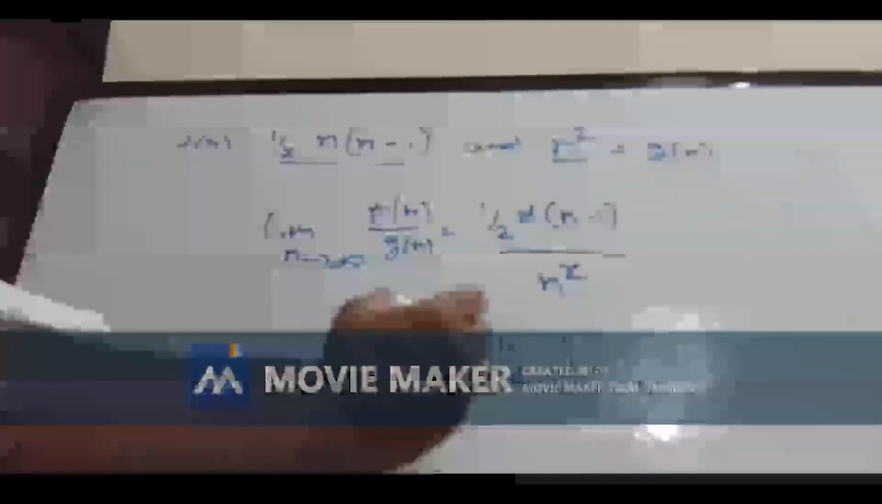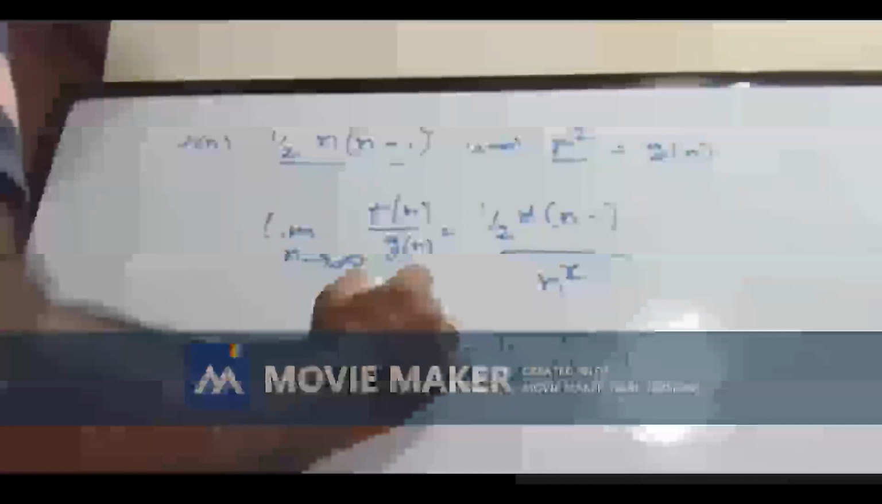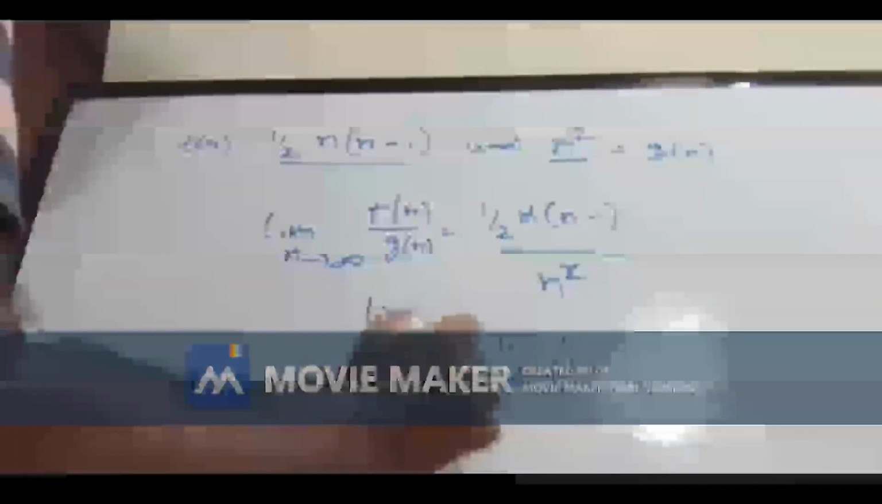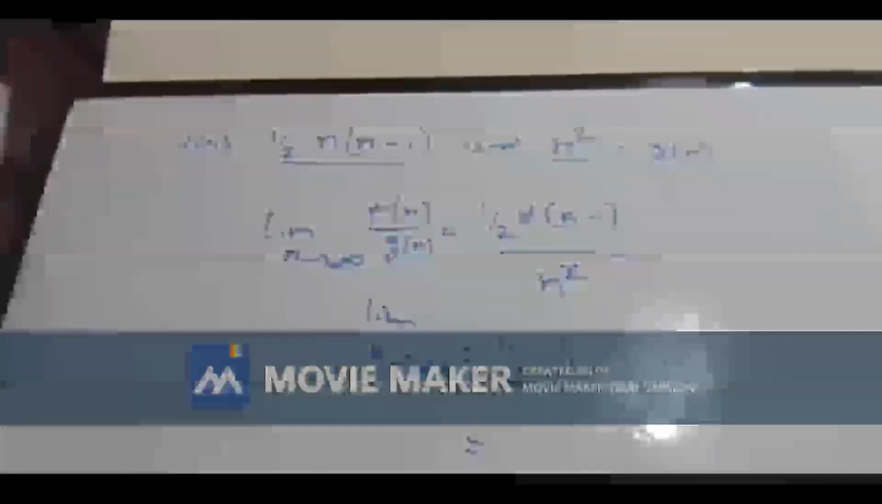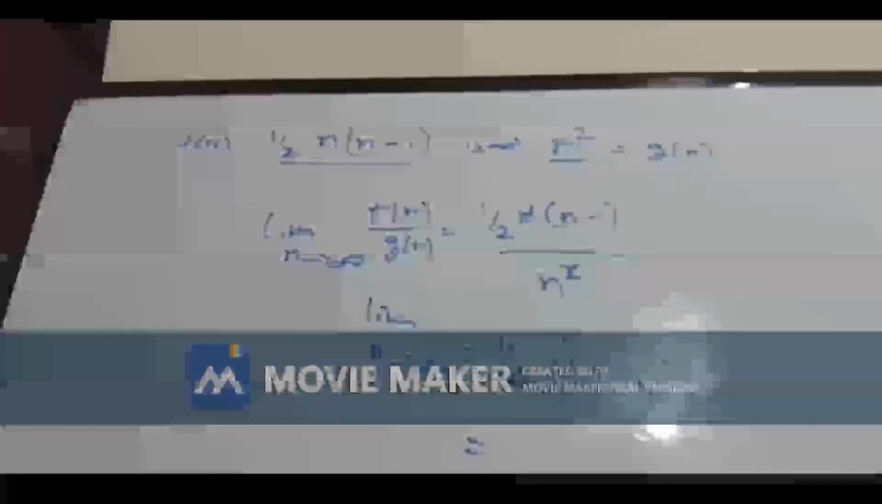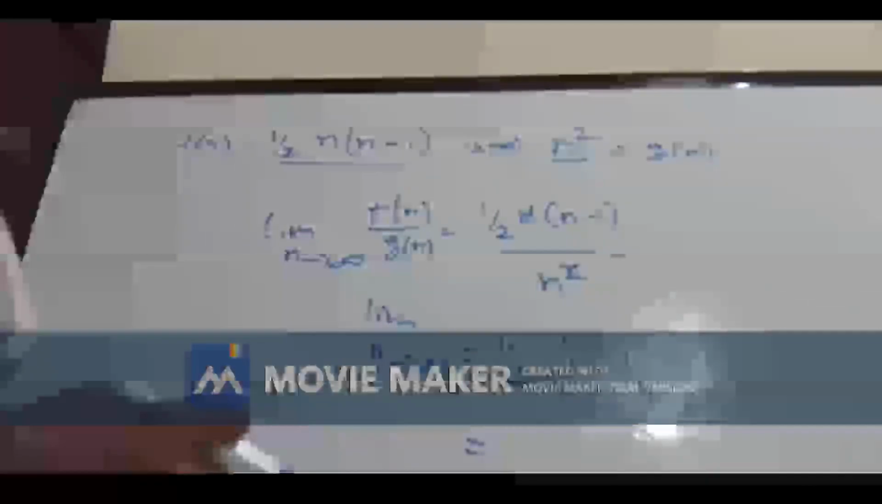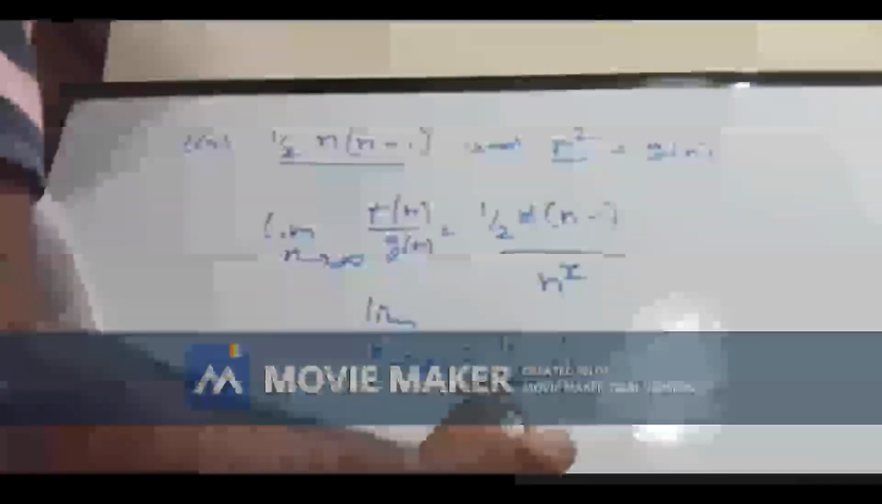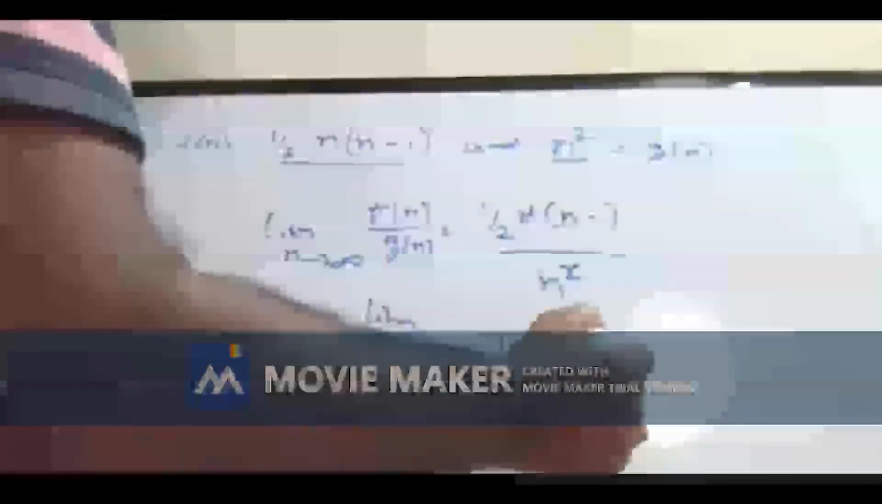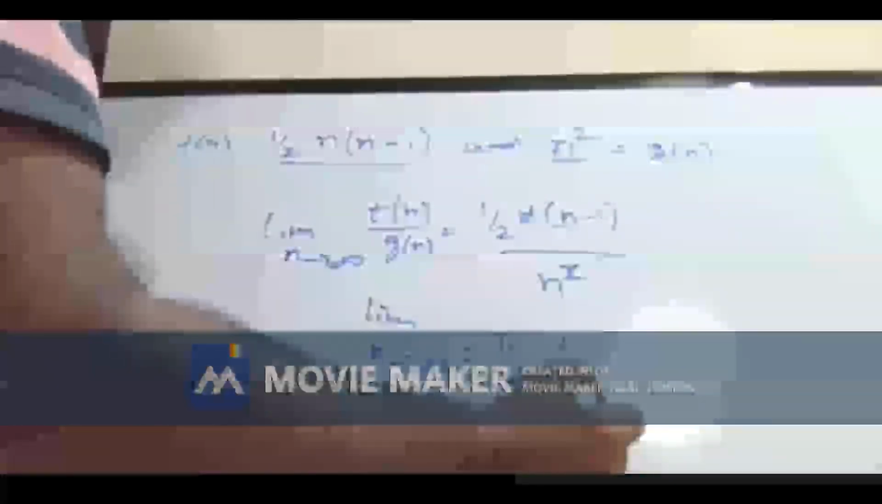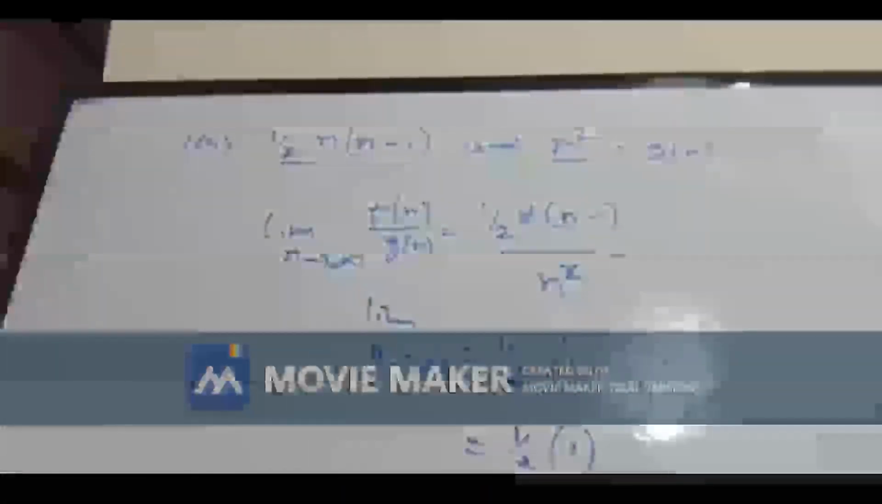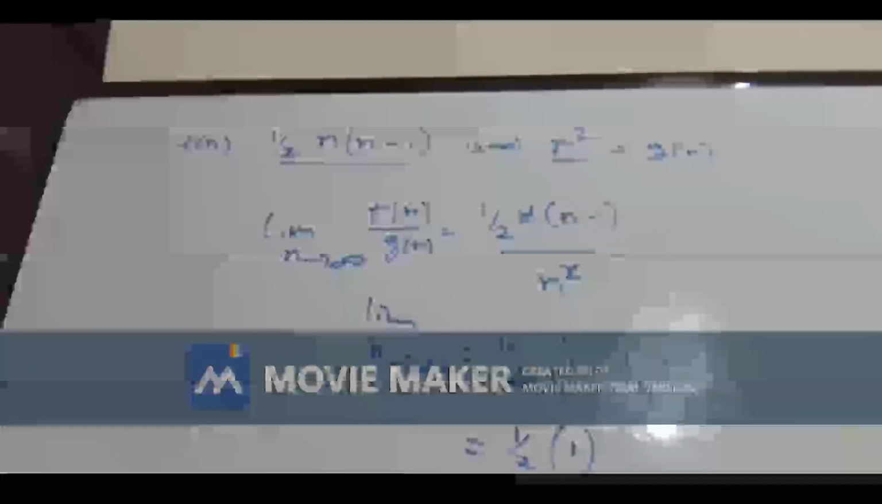Now, as the limit n tends to infinity, what will be the value you are going to get? 1 by 2. So it is 1 by 2. Within the bracket, it becomes 1 minus 0. It is 1. So it is a constant, a constant which is greater than 0.